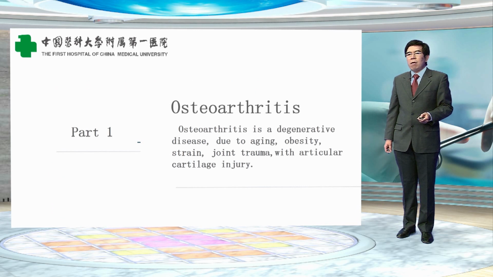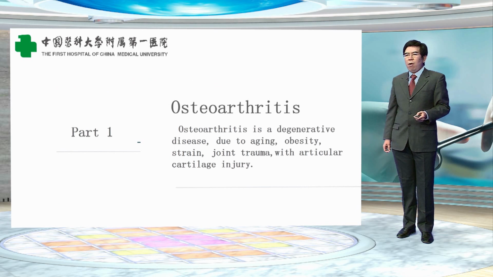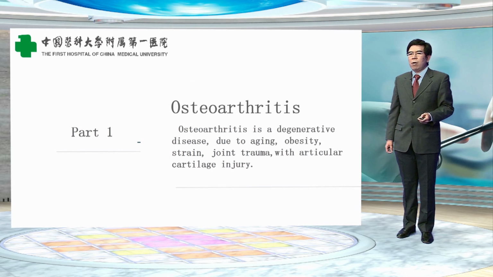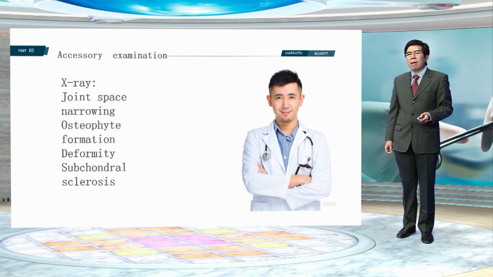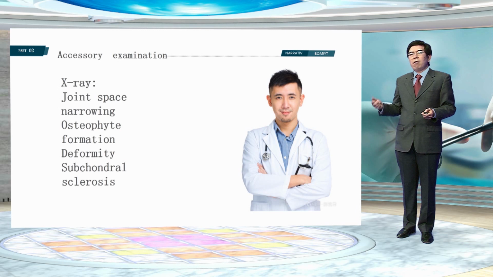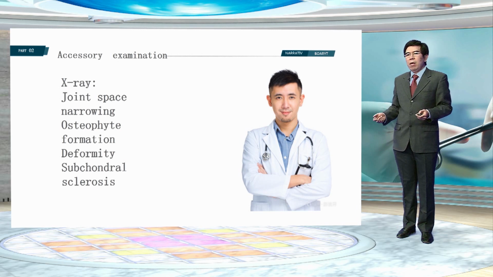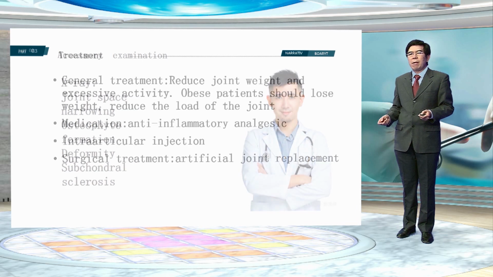Osteoarthritis is a degenerative disease due to aging, obesity, strain, and joint trauma with articular cartilage injury. The main clinical symptoms are as follows: pain, joint swelling, tenderness, muscle atrophy, and joint deformity. The accessory examination is mainly the X-ray. You can see joint space narrowing, osteophyte formation, deformity, and subchondral sclerosis.